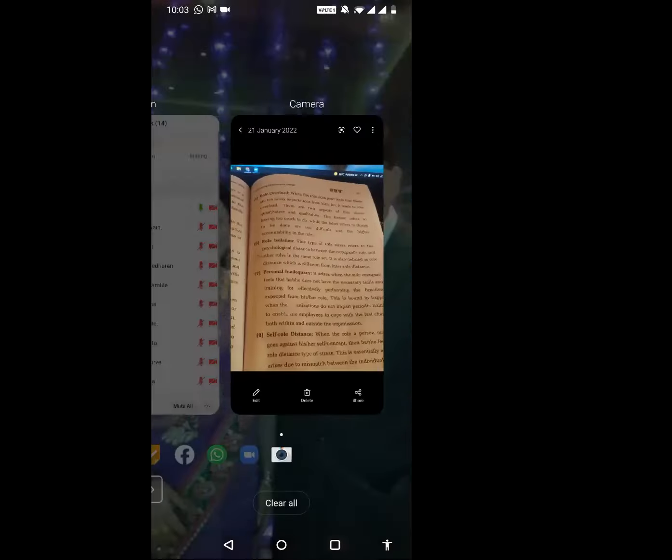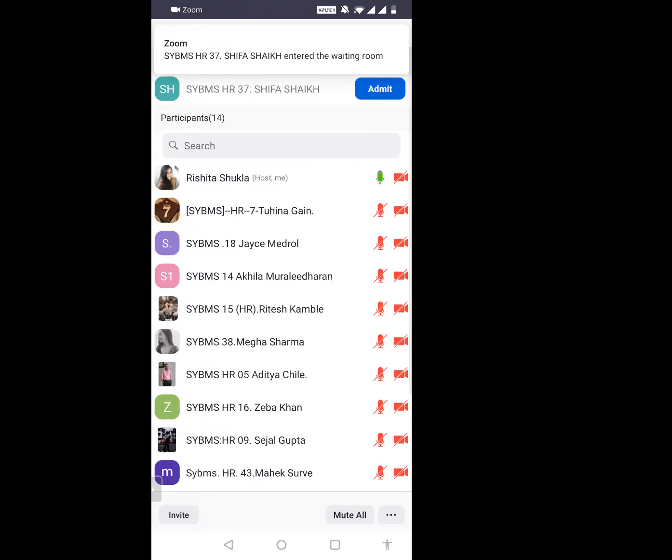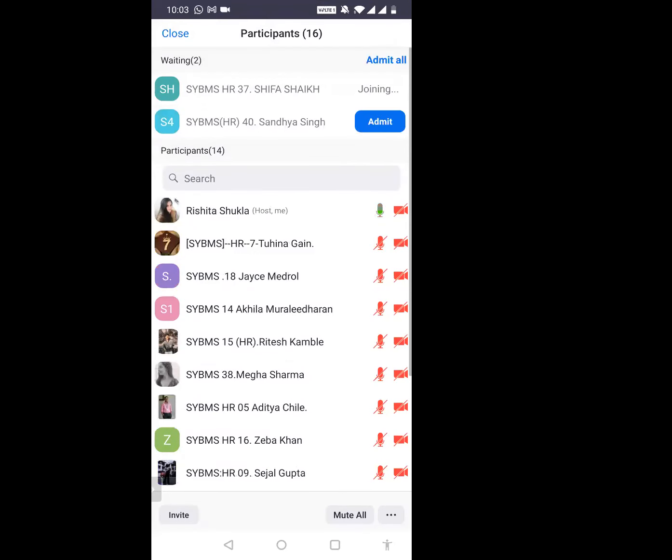For those who were not there in the session, please refer to the recording which is already uploaded in Google Classroom. Moving on to point number 5, which is role overload. Let us discuss this one. And I don't know why students are entering one by one. See, I have to switch the screen again and again. It is very difficult.